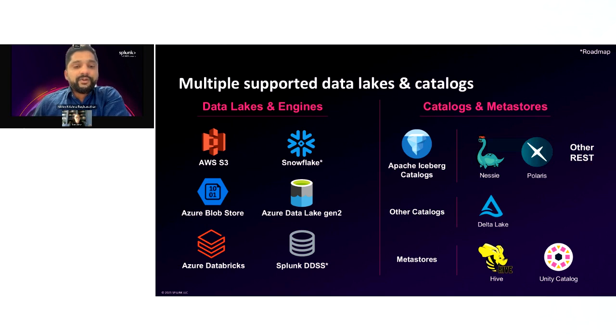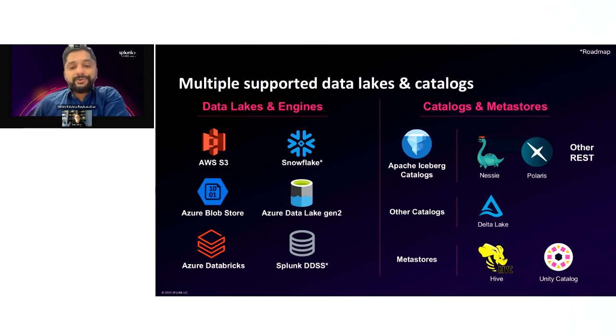And then we're also working on Snowflake, Azure Blob Storage, ADLS, Azure Databricks, along with Splunk DDSs. So those are the other data lakes that we'll be supporting Federated Search capability for over the next few months or so. And from a catalog and metastores standpoint, for larger companies who are relying on Iceberg or any other open table formats like Unity Catalog or even Delta Lake, right?